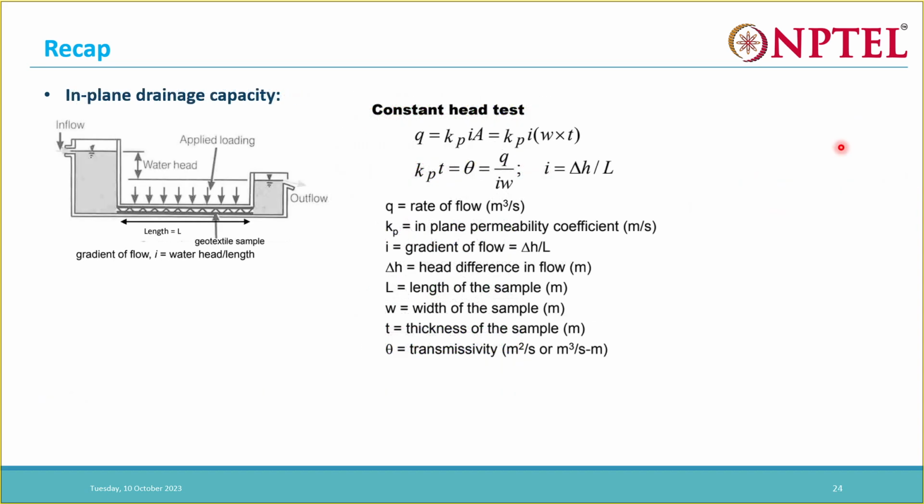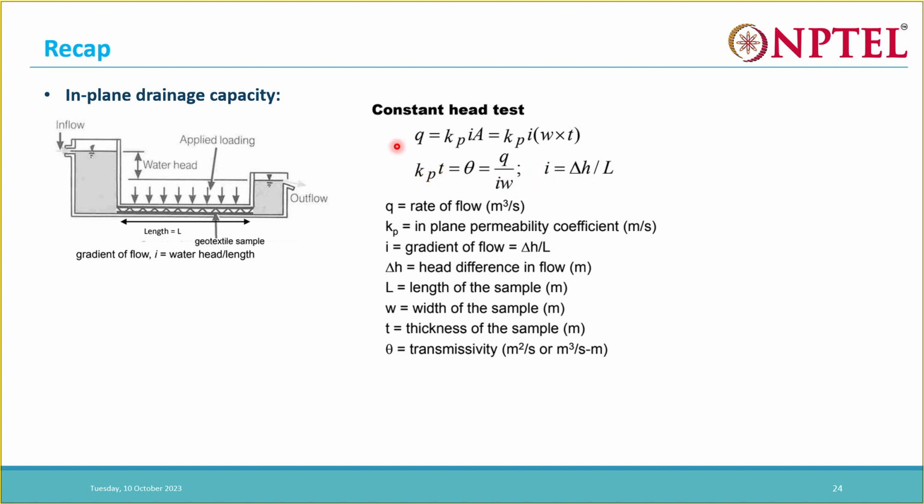Now in drainage, what is important is our in-plane flow, right? So this is the geotextile, and the flow is occurring in plane, within the plane. This in-plane drainage capacity is governed by a property known as transmissivity, theta. The flow occurs through this width times this thickness of the geosynthetic, right? That's why you see W into T here. And K into T is nothing but the transmissivity that we can see here.